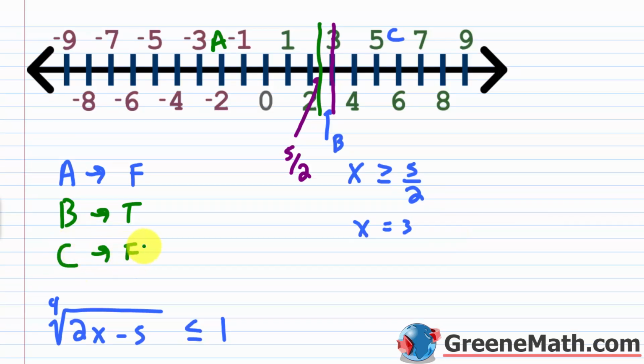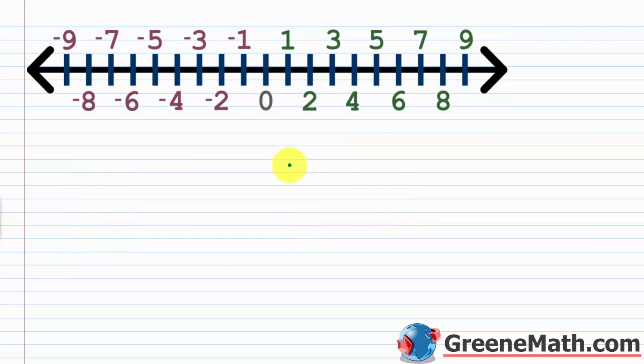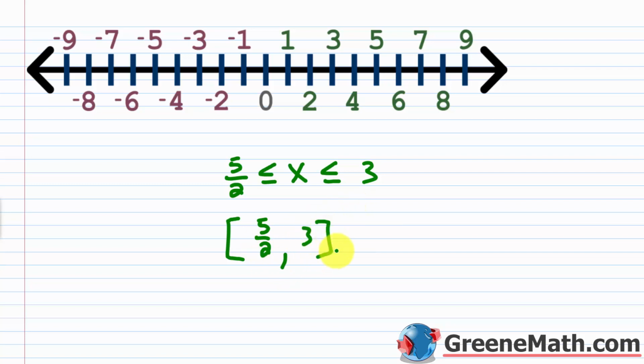So I have my solution. Again, x is going to be any value that's 5/2, and including 5/2, going up to and including the number 3. So let me erase all of this. I don't need it anymore. So again, x is greater than or equal to 5/2 and less than or equal to 3. In interval notation, I'm going to put a bracket next to 5/2, then comma, and a bracket next to 3.